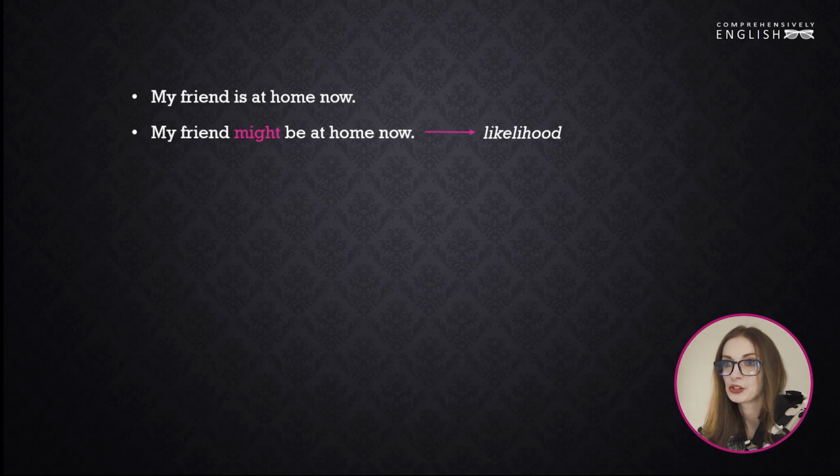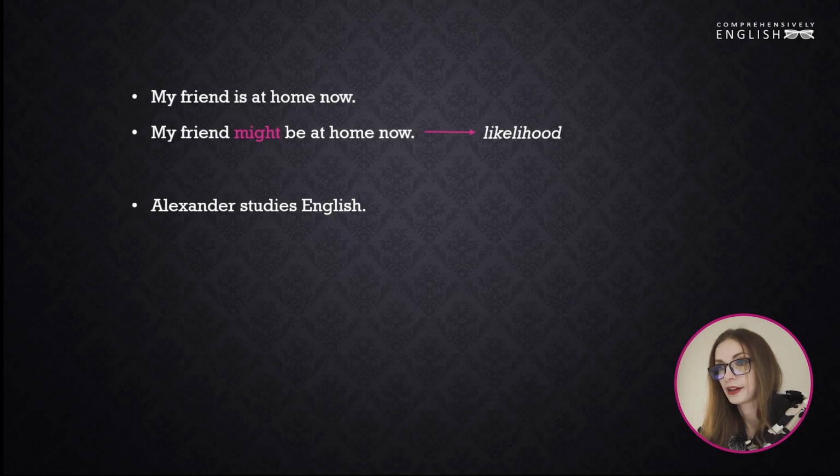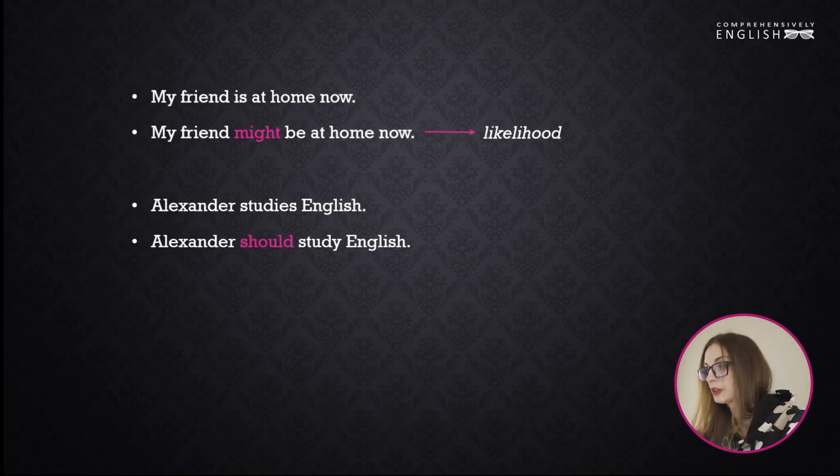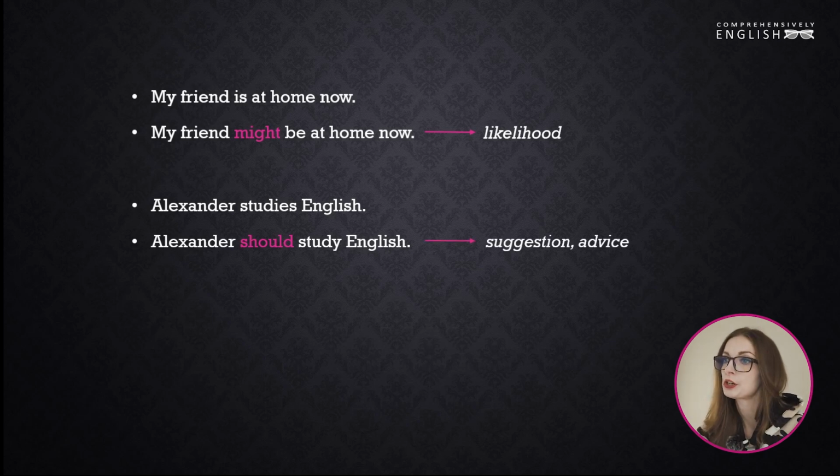Let's consider these 2 examples. Alexander studies English. This sentence states the fact that Alexander studies English. Alexander should study English. This sentence expresses the speaker's attitude to reality. Say, according to me, it is advisable that Alexander should study English. I, the speaker, believe it is advisable. So should here expresses suggestion or a piece of advice.